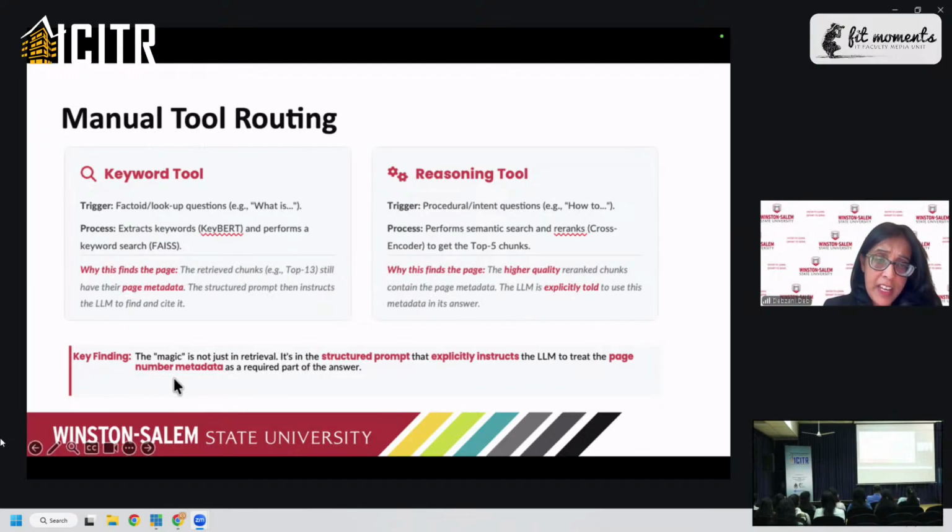So the magic is not just the retrieval, because there are a couple of things we are using in this system. Of course, the LLM, then the RAG, which is the retrieval augmented generation framework, and also some structured prompting, and then this reasoning and routing tool. That's all that happens, and that's behind the magic, which gives us the page data as the answer as well.